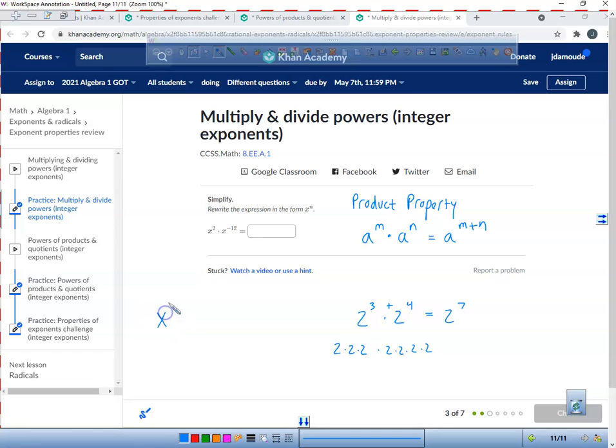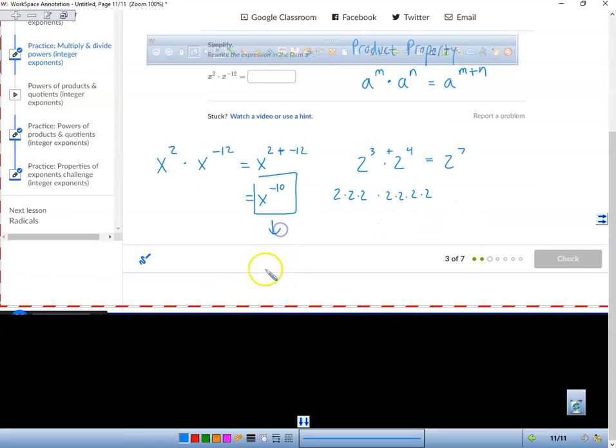So right here, here's our problem. We've got x to the power of 2 times x to the power of negative 12. All we got to do is take the 2 and add the negative 12. That gets you x to the power of negative 10. Right now, they're not worried about this being a negative exponent. I do want you to understand that x to the power of negative 10 is the same as 1 over x to the power of 10.